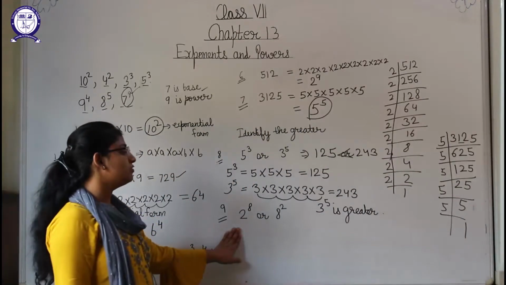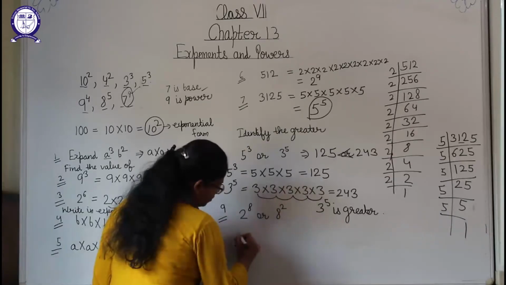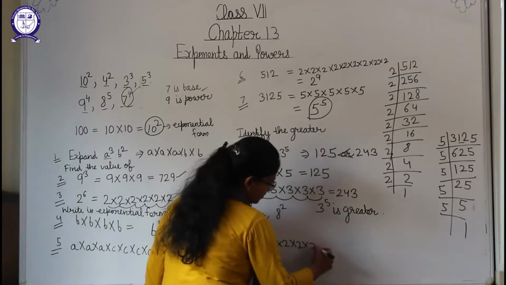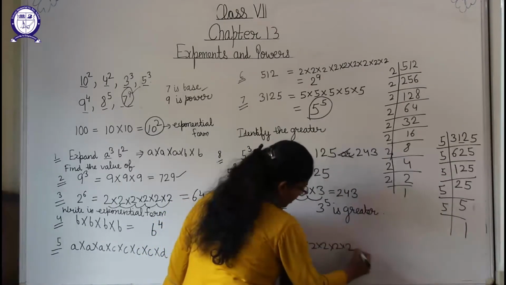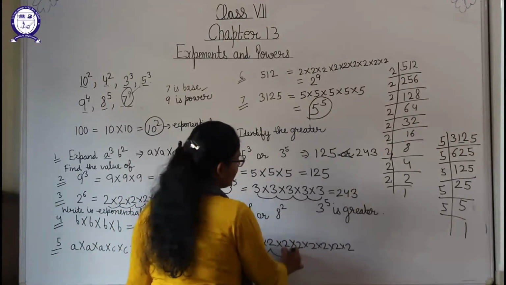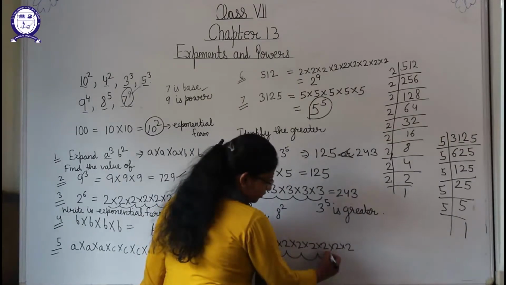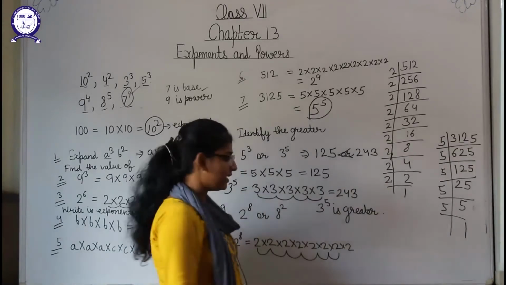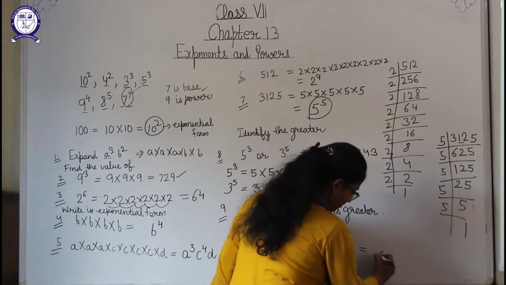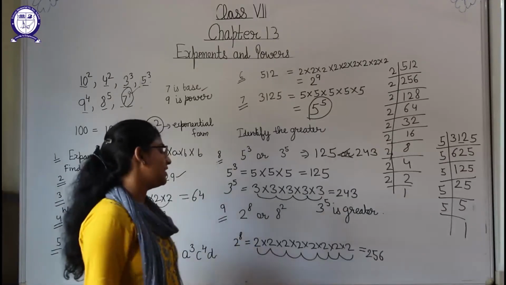Now like this we have to solve this question: 2 raised to the power 8 or 8 raised to the power 2. In this also, 2 raised to the power 8 means we have to write 2, 8 times. I have written it here. Now we will calculate. 2 twos are 4, 4 twos are 8, 8 twos are 16, 16 twos are 32, 32 twos are 64, then 64 twos are 128, and 128 twos are 256.